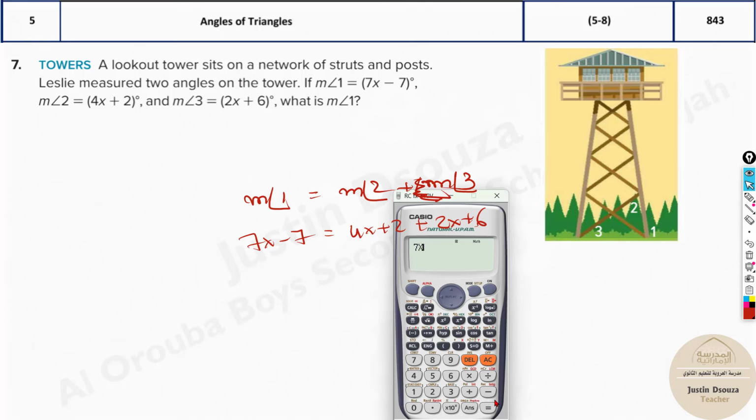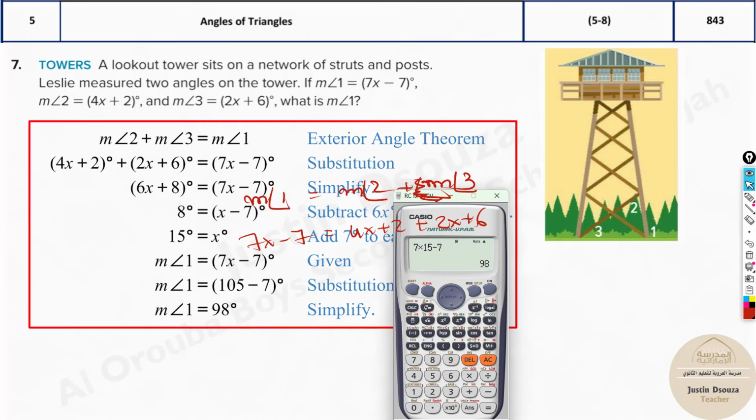7x, that is alpha x, minus 7 equals 4x plus 2 plus 2x plus 6. Shift and solve. The answer is 15. X value is 15. What is the measure of angle 1? So 7 times 15 minus 7 is the answer. Once you're in the equation mode, you need to exit it. Now you're outside, so you can write 7 times 15 minus 7 and you'll get the answer 98. That's how we solve this.